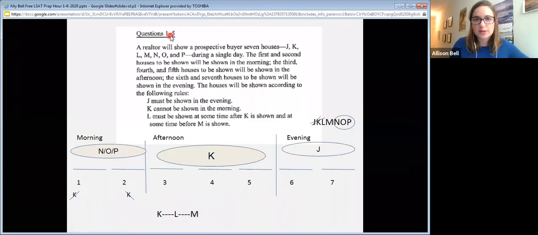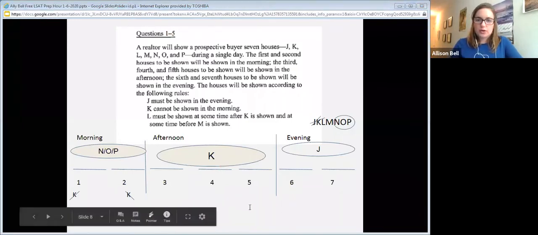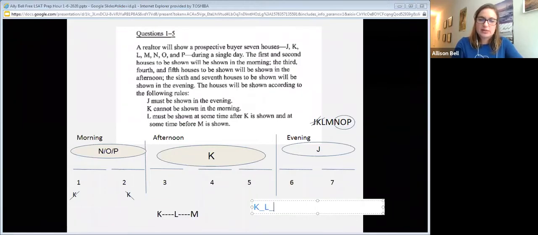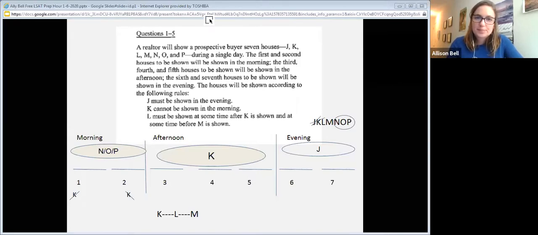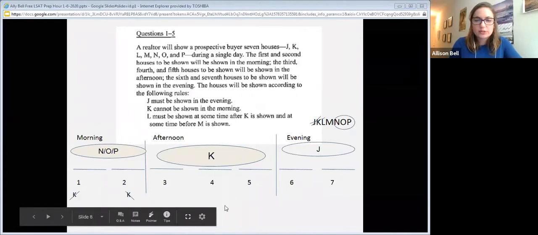That's because if I were to use an underscore, that would mean that there's exactly one space between each of these. And that's not really what this rule is saying. This rule is saying that these letters are arranged in some flexible way where K is before L and M is after L. So I write that rule down.